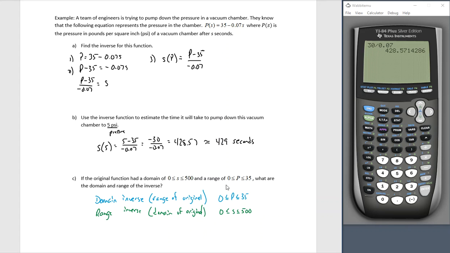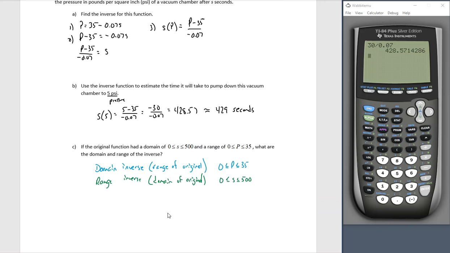Okay, so all it does is switch X and Y in the definition. But for a real world problem, it's going to switch input, seconds, to become output. It's going to switch output, pressure, and that's going to become our input. And so the domain and ranges will switch as well.